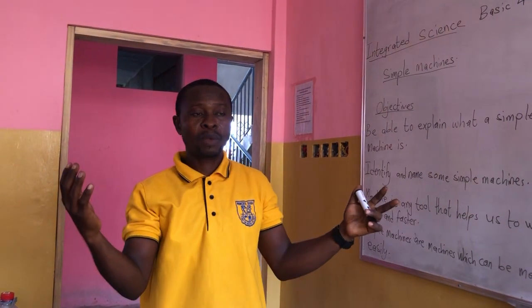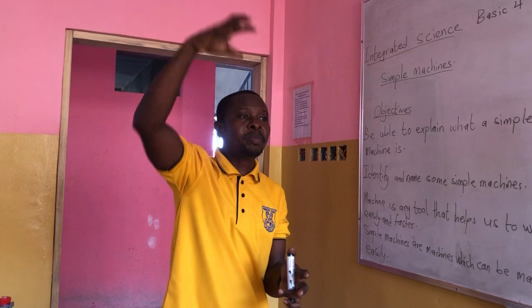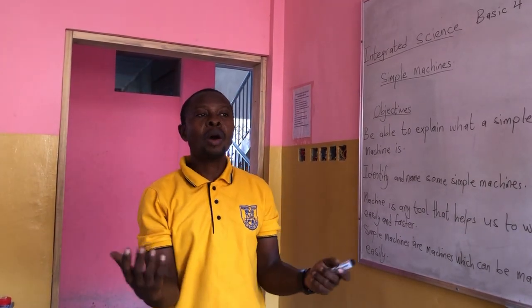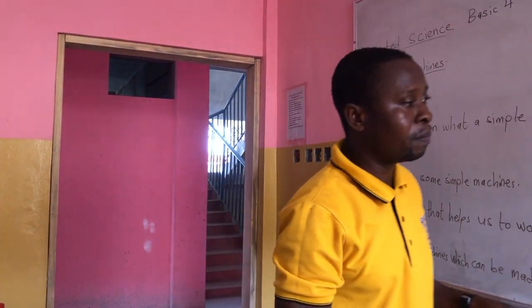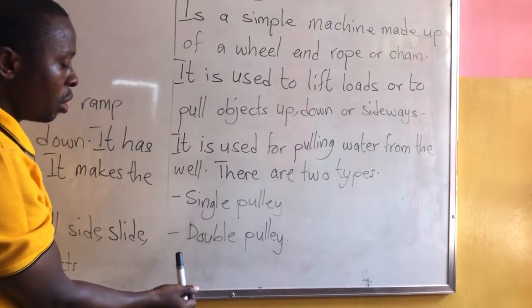Most of the time it's used to load containers. When you go to the harbor, you see those big machines that are used to lift the containers onto the truck. They are all examples of a pulley. Very good. So let's look at the types of pulley. We have two types of pulley. We have single pulley and double pulley.